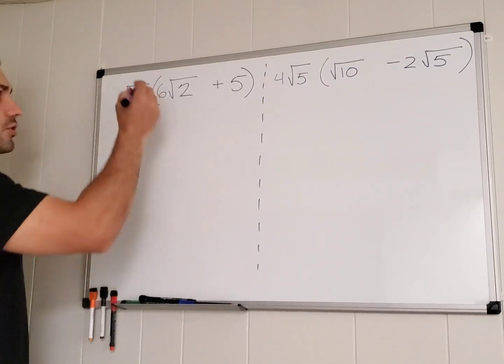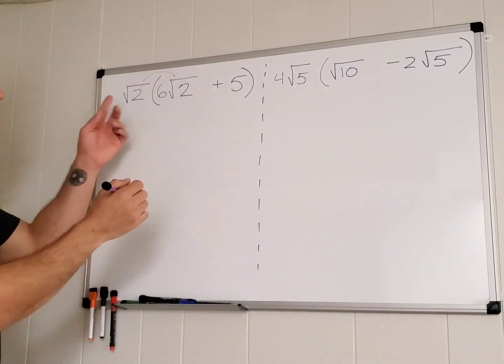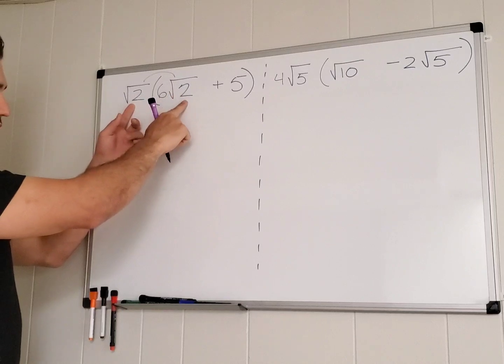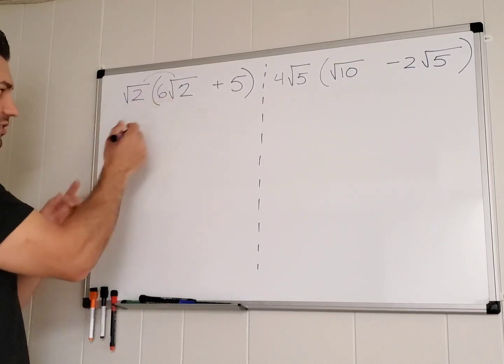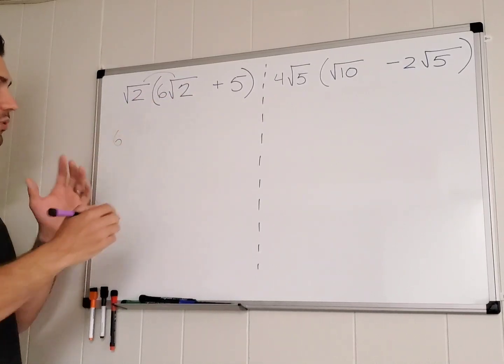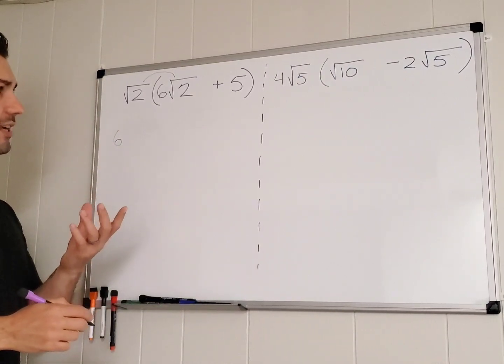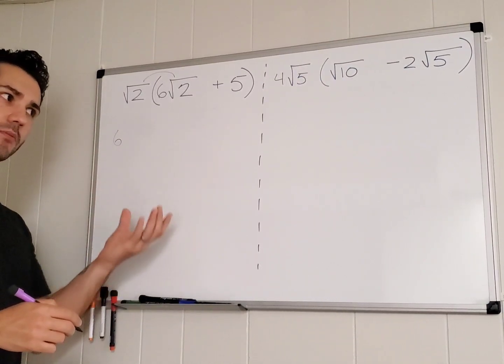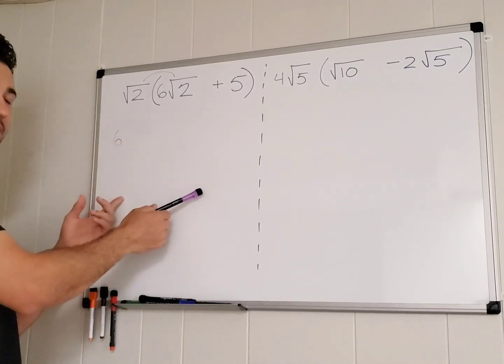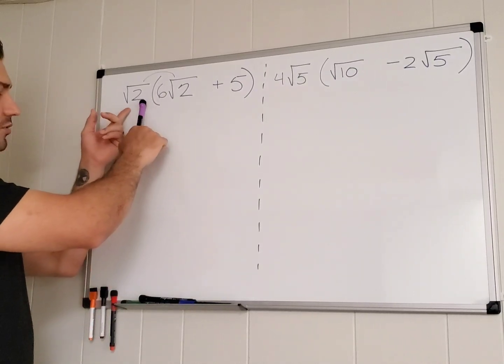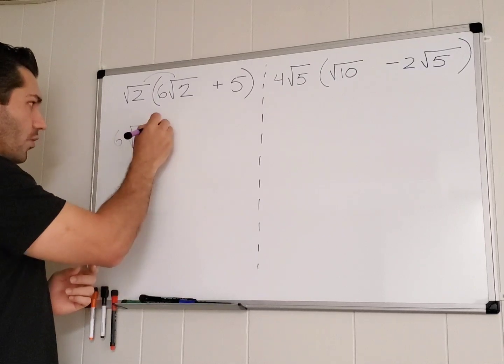So for this, you're still going to distribute. Radical 2, I could do times radical 2. There's nothing for that 6, so it's still 6. Now this is where some of you already might realize what's happening, and some of you might need to write down the extra step. I'm going to do all the steps, but deep down, some of you are going to be able to kind of skip to this one. Radical 2 times radical 2 is radical 4.